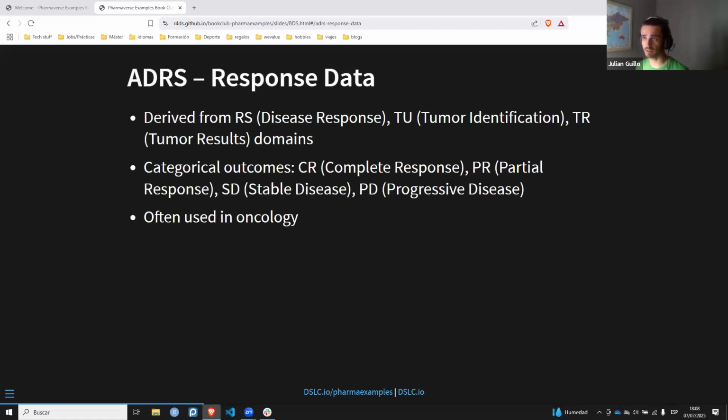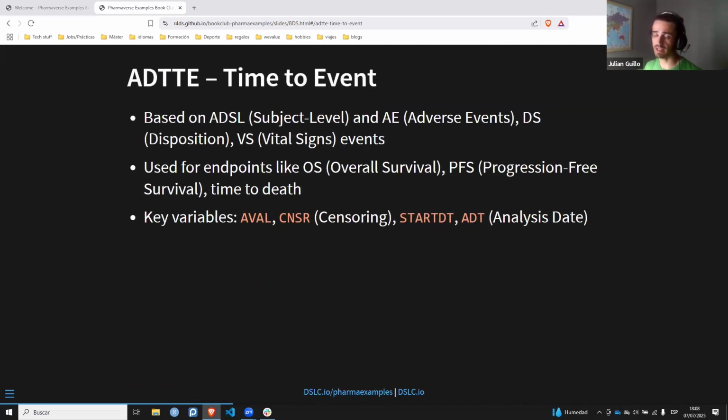Then we have the response data, which is derived from several different SDTM domains, like the disease response, the tumor identifications, and the tumor results. This one is often used for oncology studies, and it has different categories of outcomes, like complete response, partial response, stable disease, or progressive disease. Okay, then we also have the time to event data set, and it's based on the subject level ADSL and the adverse events, and also on the SDTM disposition and vital sign events.